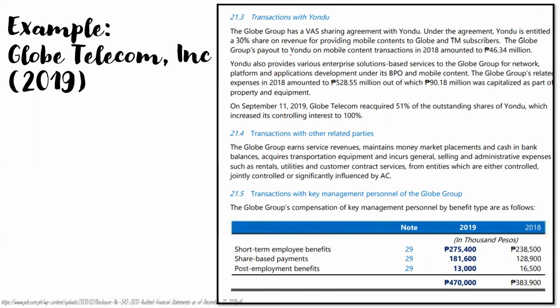Ano pa? Ito na. They are also a related party with Yongdu. I'm not familiar with it. It has a 30% share in revenue. Tapos and other related parties daw. Okay, so ito na po, this is the disclosure about the key management personnel nila: the short term, the share based payment, and post employment benefits. So dahil wala yung other long term at saka yung termination, we can assume na wala pong ganung transactions about the key management personnel.